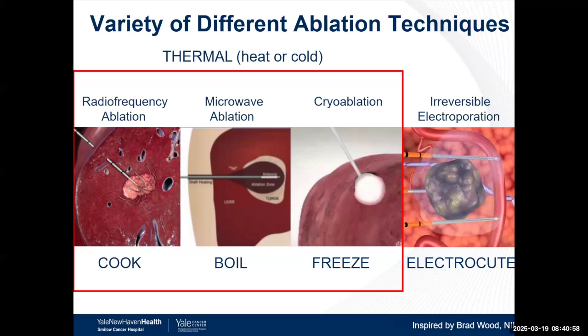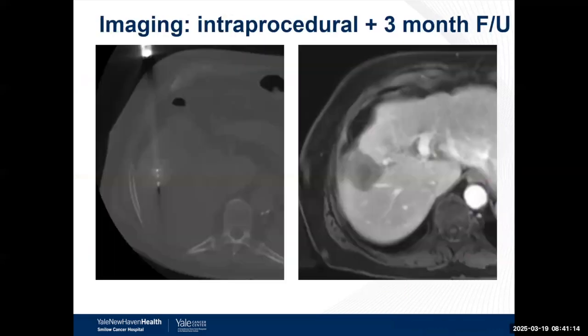you basically irreversibly destroy the tumor tissue, but you tend to be able to preserve the larger vascular structures and bile ducts. Okay, so the goal of all of these procedures is to achieve a nice ablation zone, not only to kill the tumor itself, but to have sort of a safety margin around.